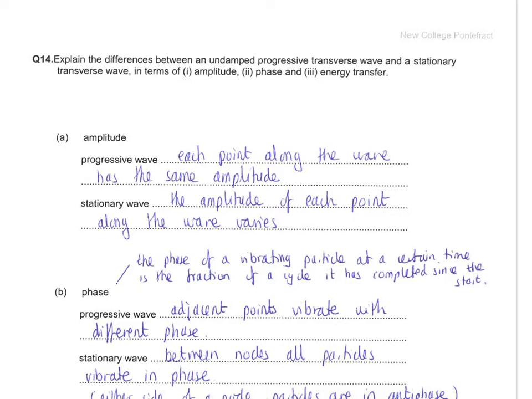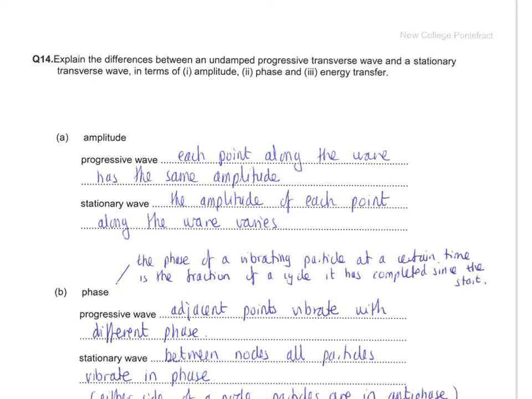the stationary wave. So in terms of amplitude, for the progressive wave, each point along the wave is going to have the same amplitude. As the crest of the wave travels past each point of the wave, each point is going to move up to the same amplitude. In fact, that's what this word here, undamped, is making sure it's completely unambiguous about. That means there is no energy transfer as the wave travels on. So each point on the wave is going to have the same amplitude.